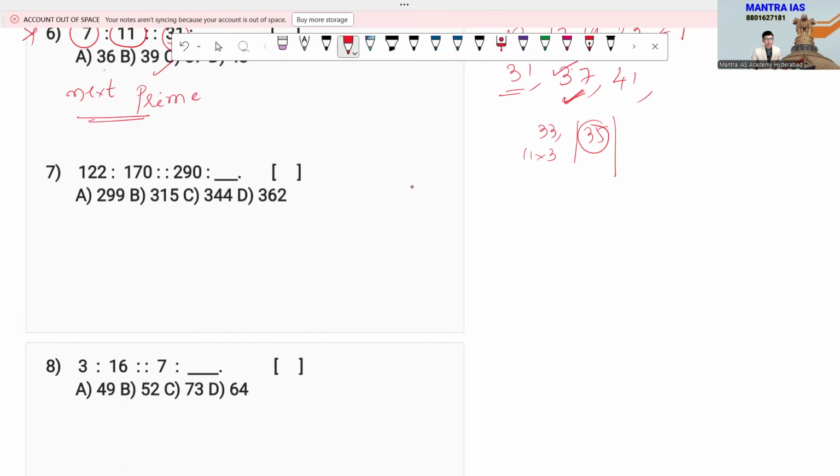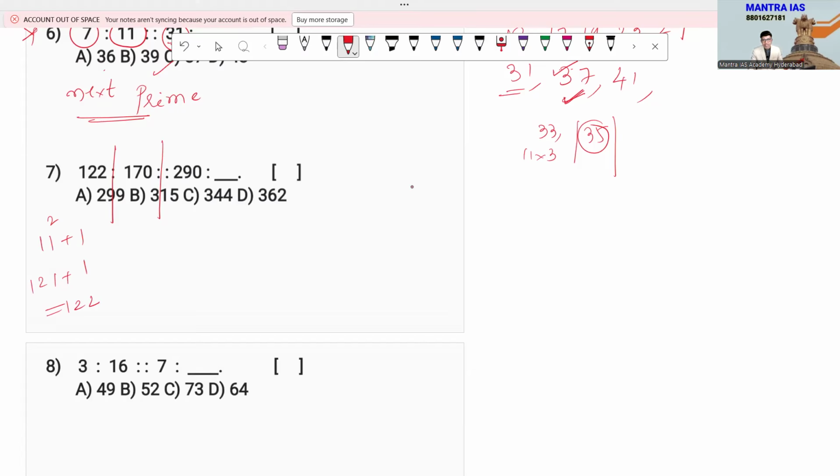So now 122, 170 and 290. Here 299 is there, 315, 344 and 362, my dear. What to do with this? Sir, by looking at the number, it's not possible to get the answer, and even the gap method is not possible. Only one method is beautiful here. Observe that it's 11 square plus 1. I think you know the value of 11 square, 121, plus 1.